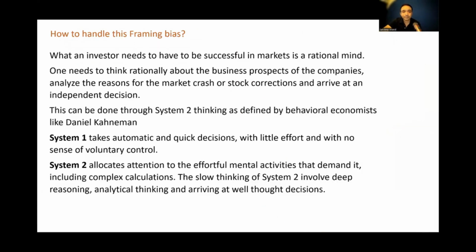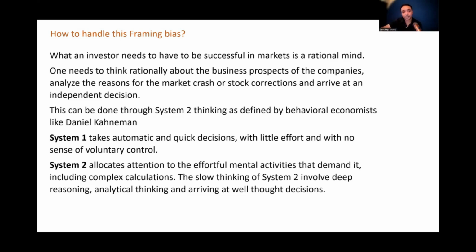That's a fight. How do we handle this framing bias? An investor needs a rational mind to be successful in the market. One needs to think rationally about the business prospects of companies and analyze the reasons, as in Upstart's example. When stock corrections happen, we need to arrive at an independent decision. I arrived at an independent decision and shared it with all the academy members: Upstart is going through a turbulent phase, they have loans on the book which were unprecedented and unanticipated, but look at the optionality. They could get into future SMB selling. You never know which part of the business will click, as I always say. So we need to arrive at our independent decision.